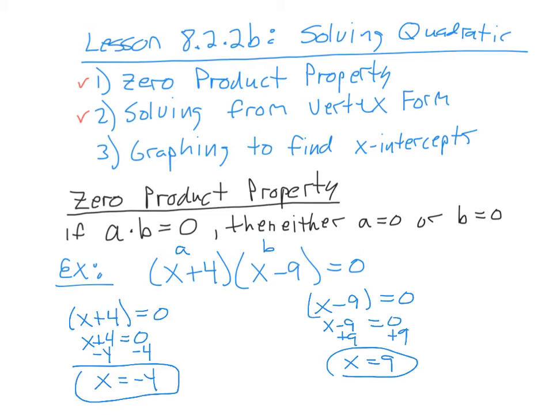So by putting it in factored form and setting it equal to 0, we can find our x-intercepts, which we also now know as the roots, zeros, because we set it equal to 0, and most importantly, the solution to this quadratic. So x = −4 and x = 9 is the solution to this quadratic.